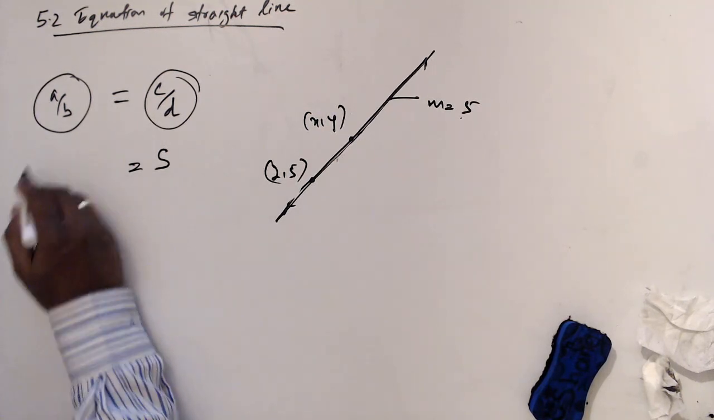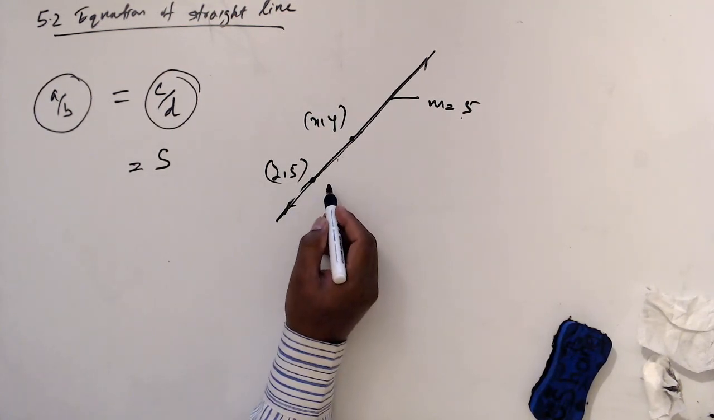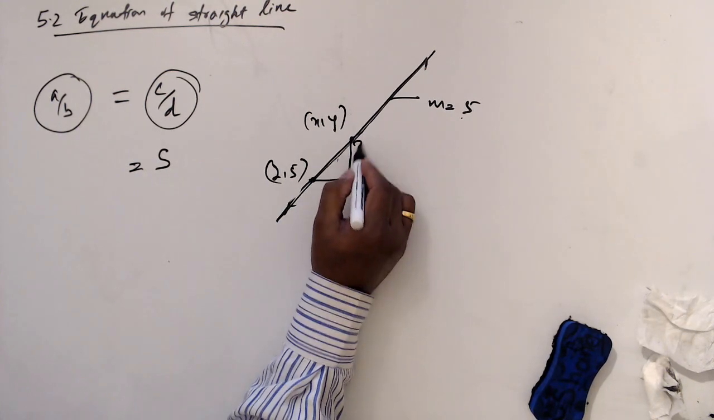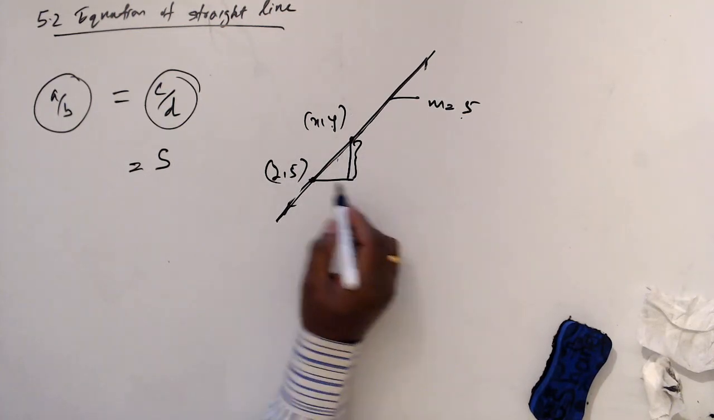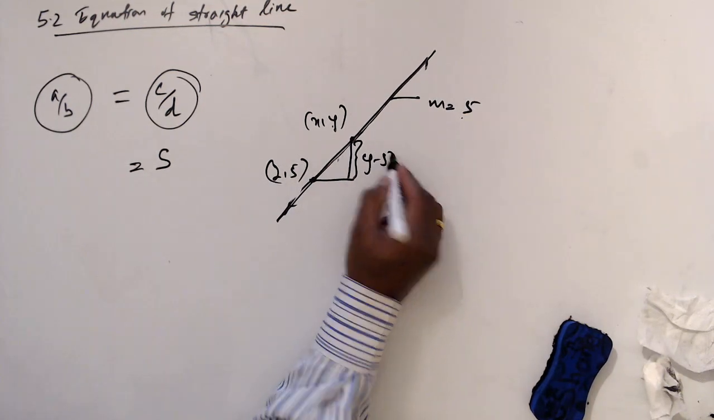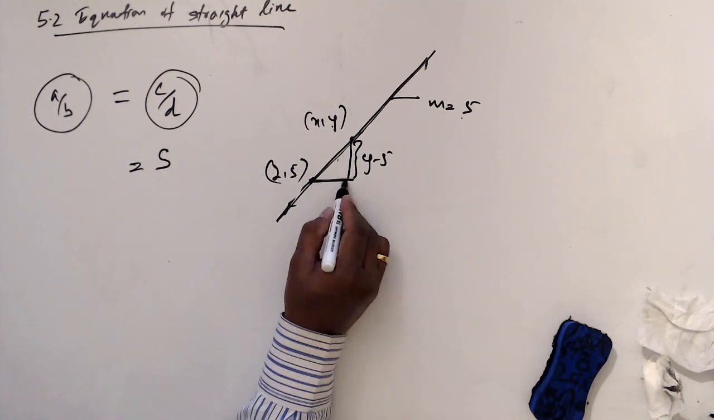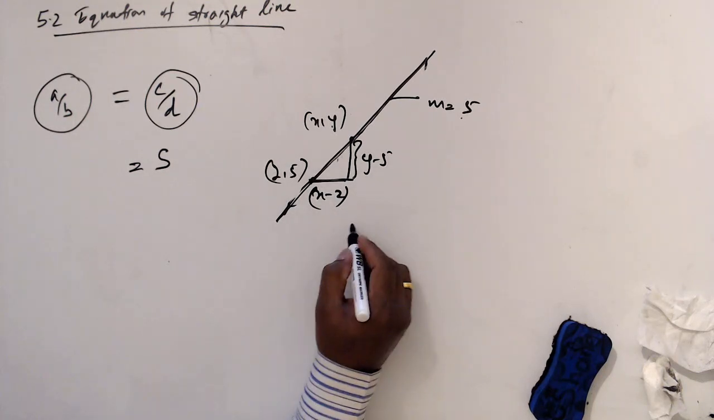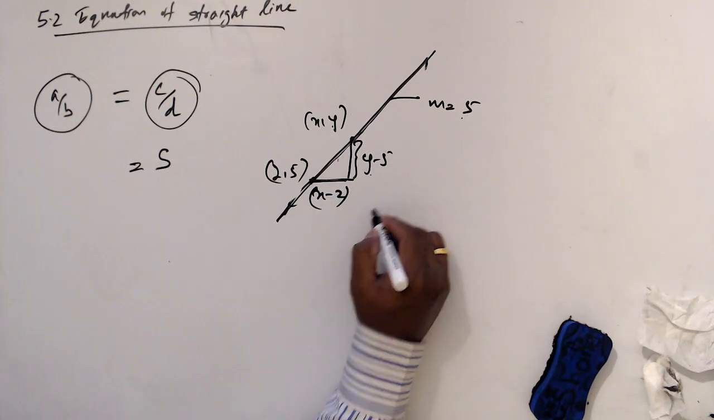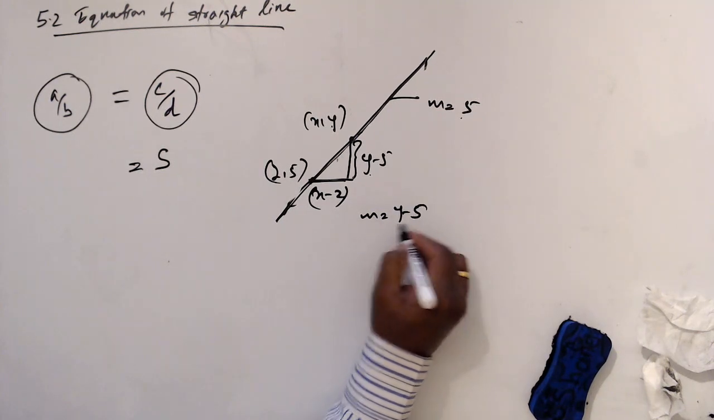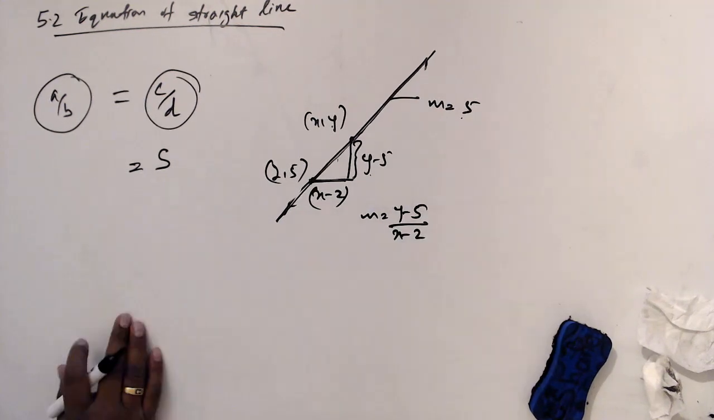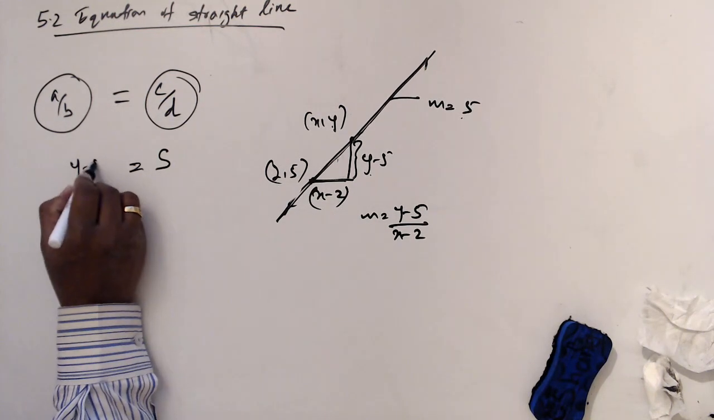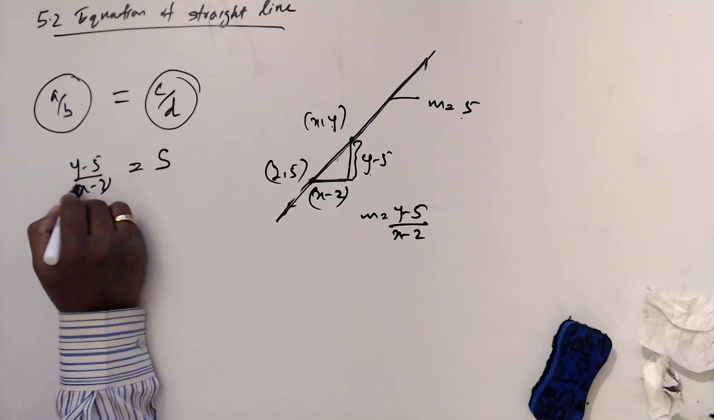Now you want to find the gradient differently. That's why I take this xy point. Now I can find the gradient. What is this height? y minus 5. What is this length? x minus 2. Now what is the gradient? y minus 5 divided by x minus 2. Now you can write here, you know the gradient is 5 given and you found y minus 5 over x minus 2.